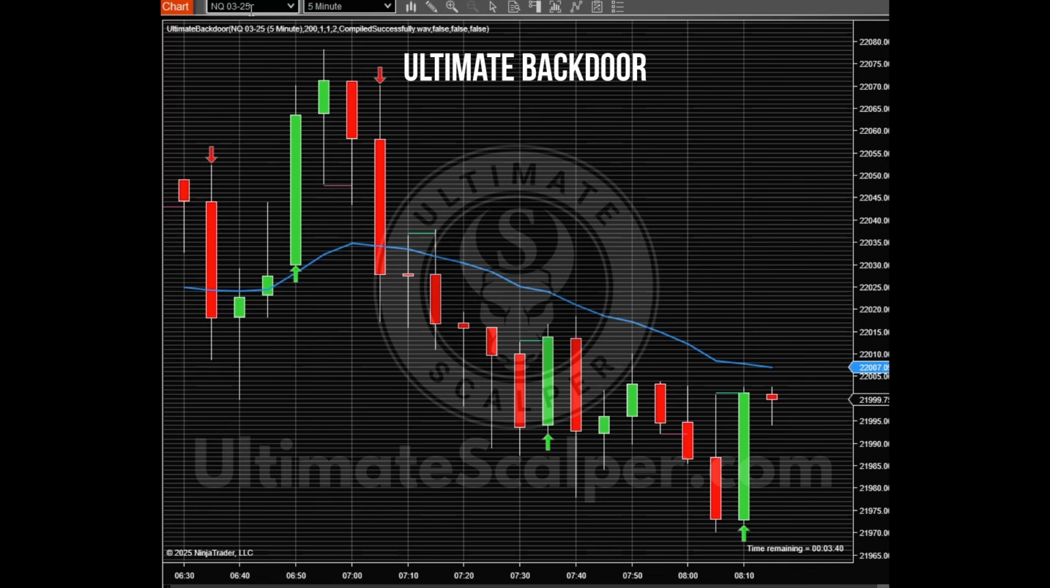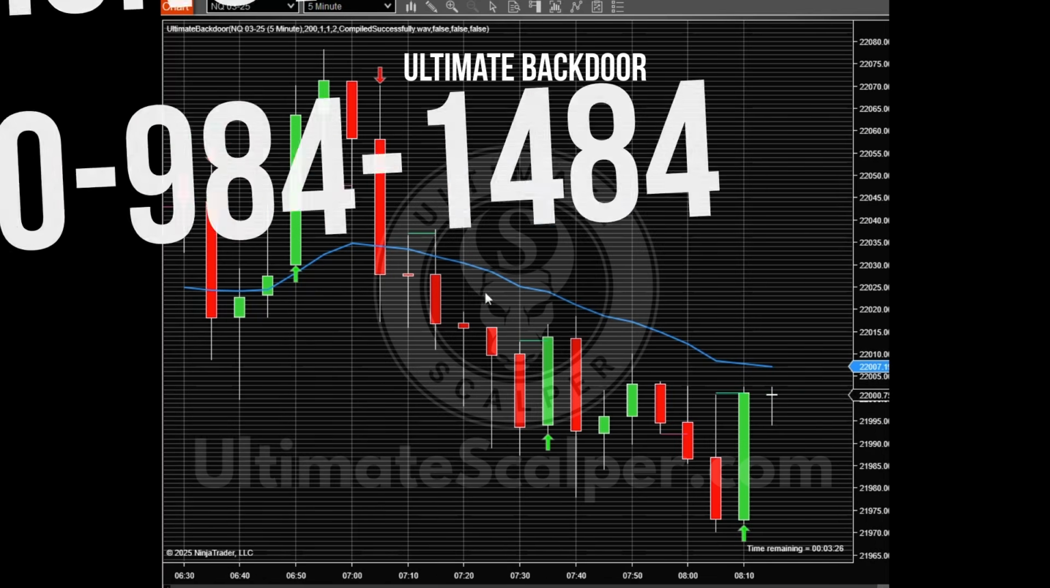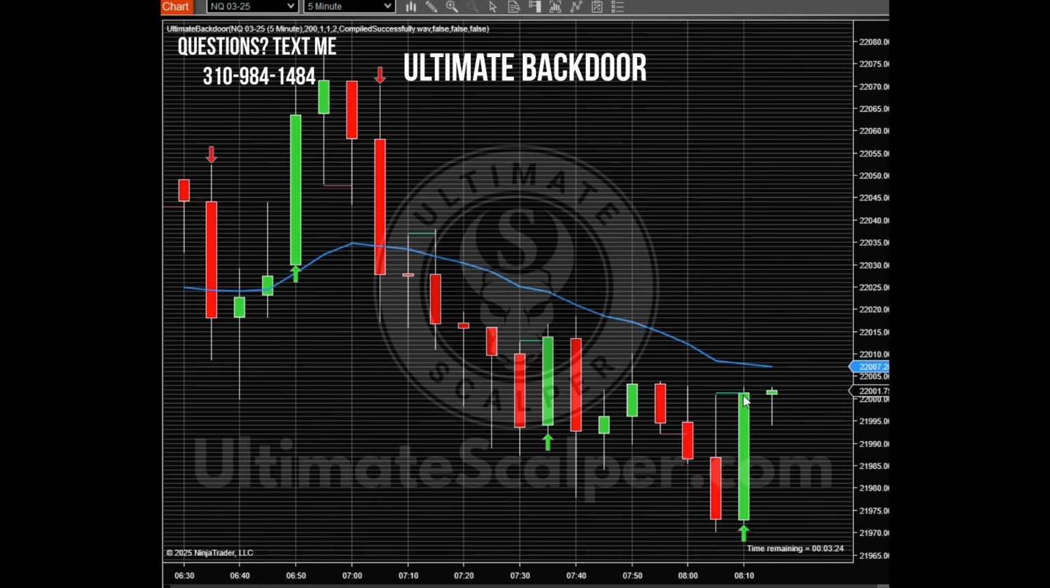We are looking at the NQ on the 5-minute bars with the ultimate backdoor indicator. We had some great moves today already, and now we are in this little downtrend. We do have a signal to go long here.